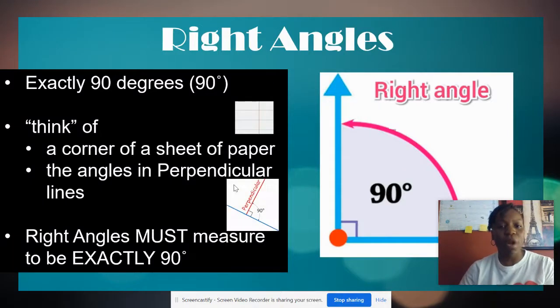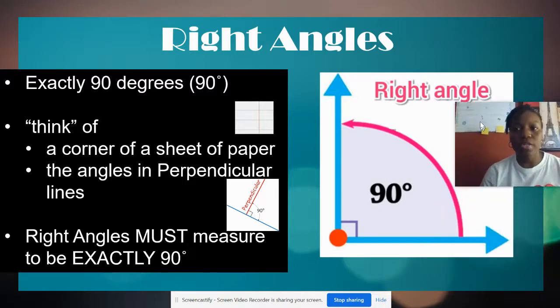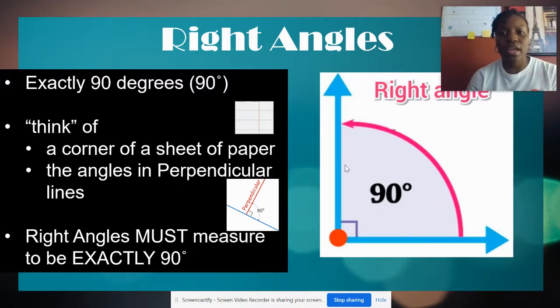And think of when we talked about perpendicular lines, where the two lines meet at a right angle. So on my picture over here, we have this right angle. Notice that we have two rays, one ray going vertically up and another ray going to the right. Right angles, again, must measure exactly 90 degrees.